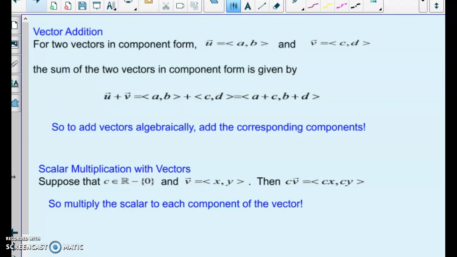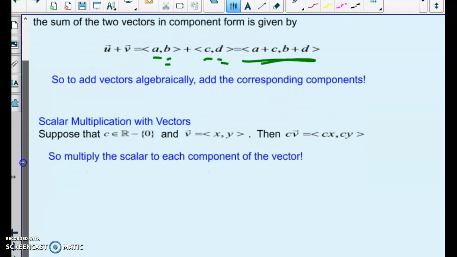Vector addition. If we have two vectors in component form, we can add them together. The sum would be the A plus the C, and the B plus the D. And we just did that in the previous example. So to add vectors algebraically, we add their corresponding components.